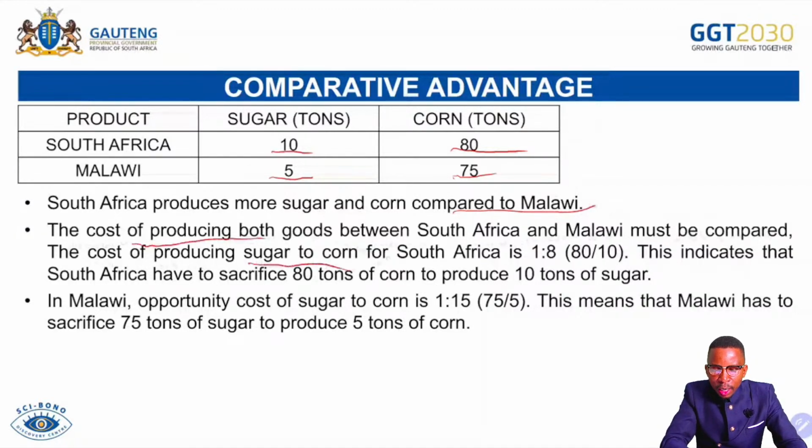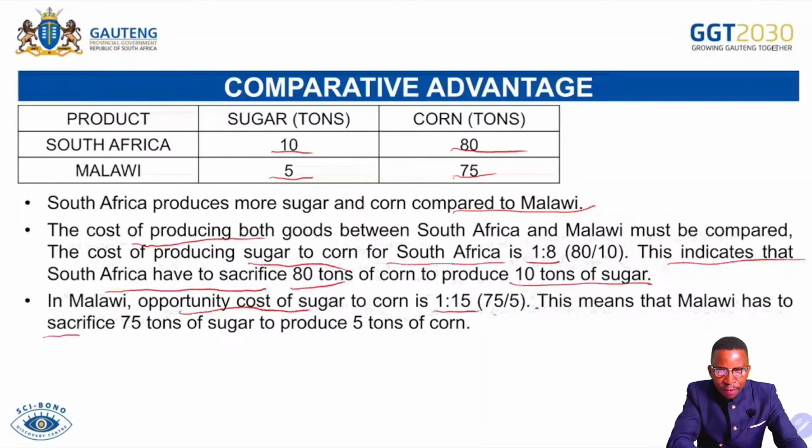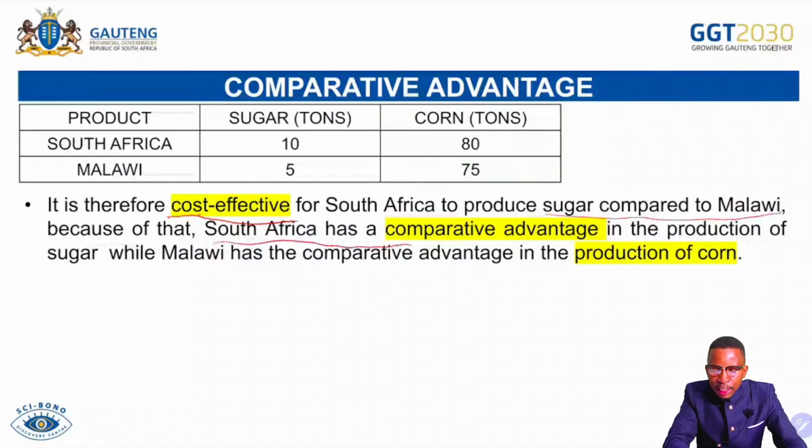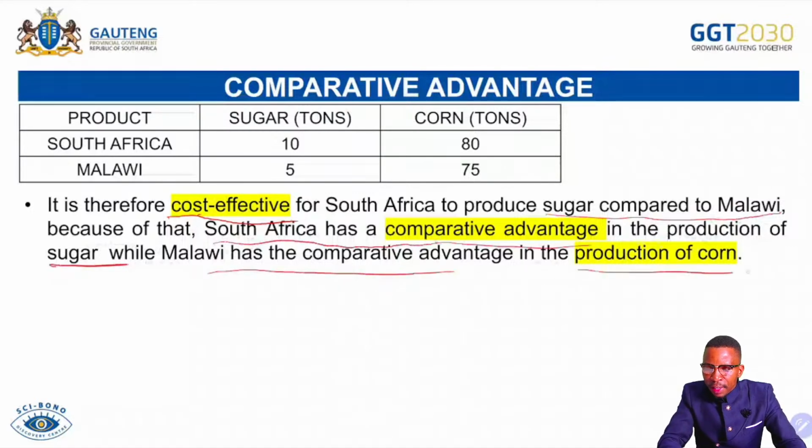The opportunity cost of sugar in corn for South Africa is 1:8, which is 80/10. This indicates that South Africa has to sacrifice 80 tons of corn to produce 10 tons of sugar. In Malawi, the opportunity cost of sugar is 1:15, 75/5. This means that Malawi has to sacrifice 75 tons of corn to produce 5 tons of sugar. So it is therefore cost effective for South Africa to produce sugar compared to Malawi. Because of that, South Africa has a comparative advantage on the production of sugar, while Malawi has a comparative advantage on the production of corn.